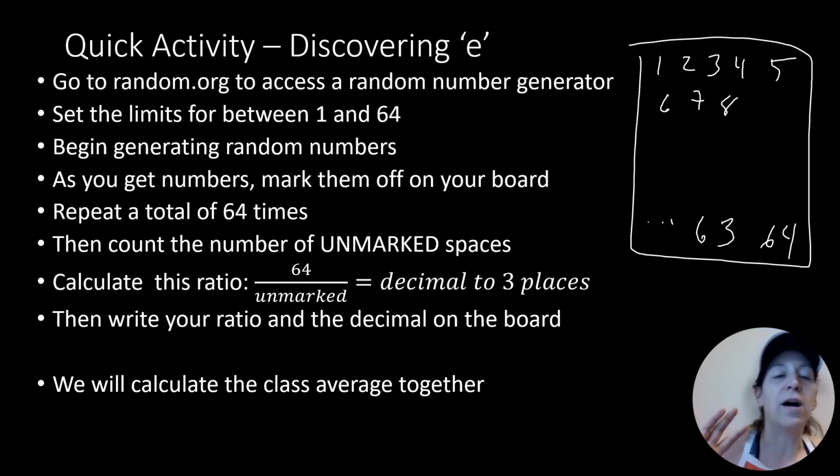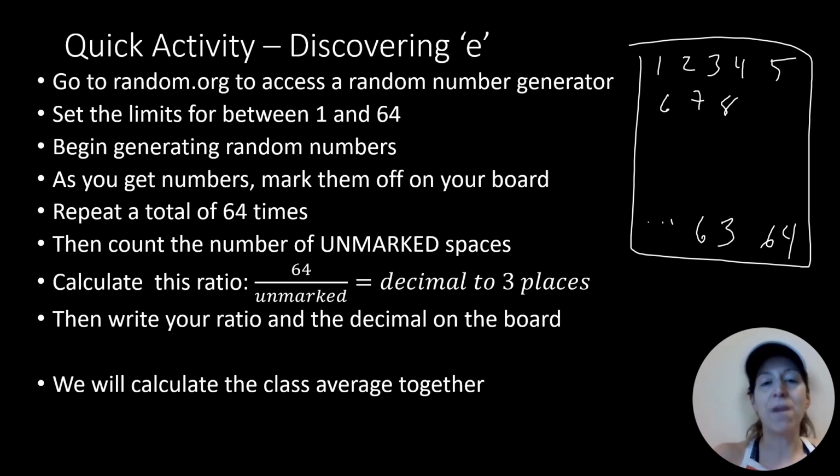Then you're going to go to random.org, which is a random number generator. And that is a whole interesting concept in and of itself. In my digital electronics classes, we actually design a random number generator. Like, how do you come up with a device that generates random numbers? And you're going to set the limits for 1 and 64. So it won't pick anything lower than a 1 and nothing higher than a 64. And then begin generating random numbers.